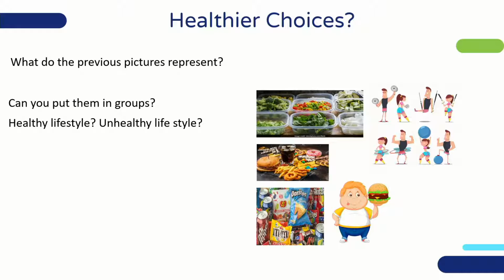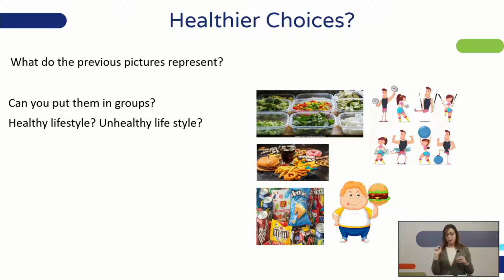Yes, basically we can put them into 2 groups, healthy lifestyle and unhealthy lifestyle. Which goes with which? Right, the salad and the other foods here, they go under healthy lifestyle. Doing some sport as well goes under healthy lifestyle. Junk food, unfortunately, that's unhealthy. And snacks as well. Delicious, tasty, but also unhealthy. And the boy here eating hamburgers and then getting obesity as well. So it's not healthy.